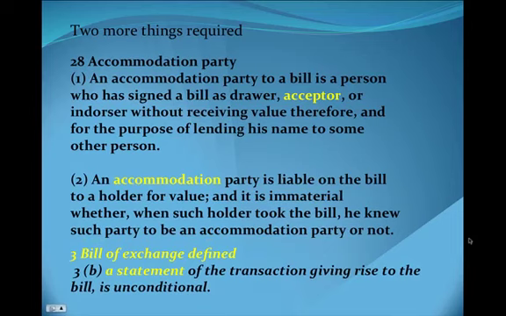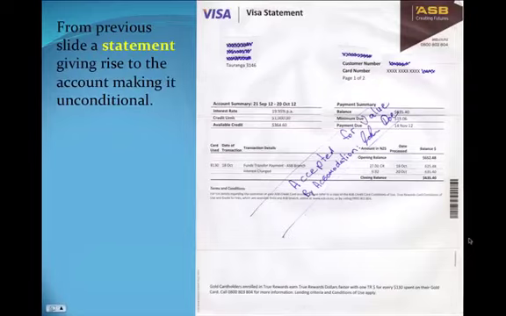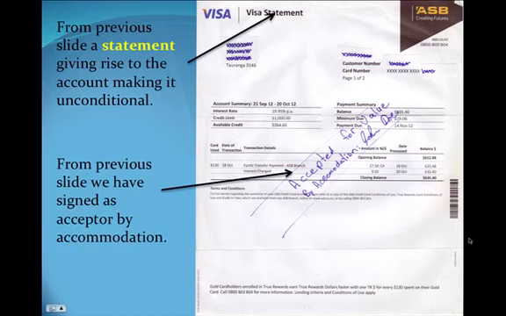3, bill of exchange defined. Now this is from the Bills of Exchange Act. 3b, a statement of the transaction giving rise to the bill is unconditional. Okay, we've already gone through that, but we'll check this out again now here. From a previous slide, a statement giving rise to the account, making it unconditional. There you go, that's the statement, and that will make the whole thing unconditional. Also from the previous slide, we have signed as acceptor by accommodation. I have done a little modification at the end of this after reading a bit more thoroughly, and you'll see that a bit later.